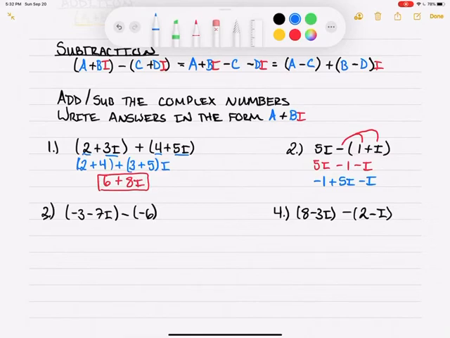So what I'm going to do is just combine those like terms. 5i minus 1i is going to be 4i. So I have negative 1 plus 4i.